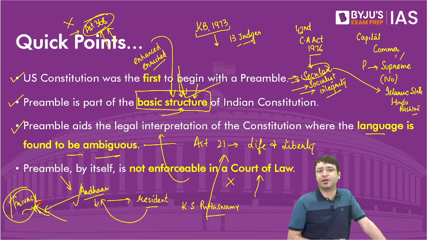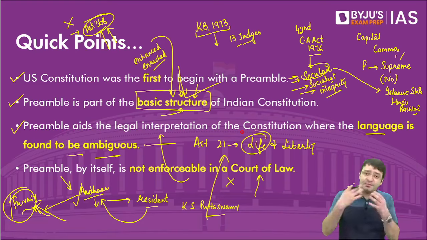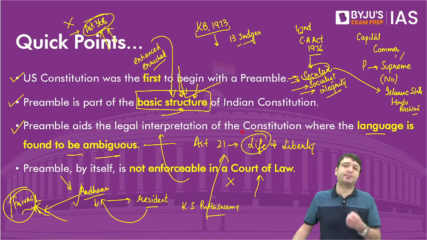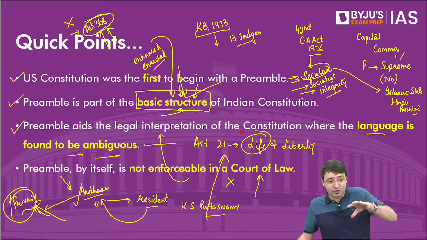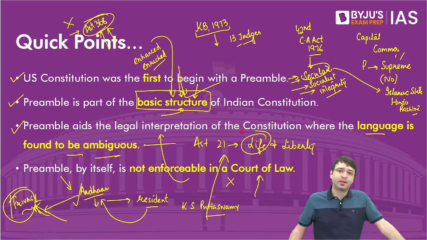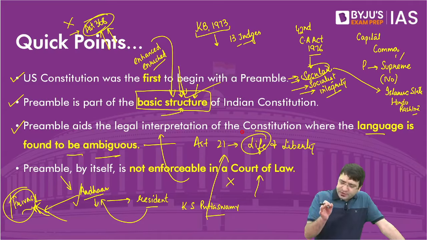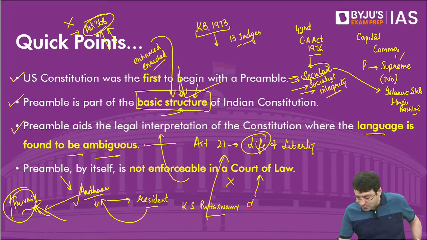State cannot interfere. This life becomes meaningless unless and until we have privacy, unless and until the state is not allowed to interfere. The Supreme Court said, look at the objectives mentioned in the preamble. Objectives are justice, liberty, equality, fraternity. One such objective is dignity of an individual.